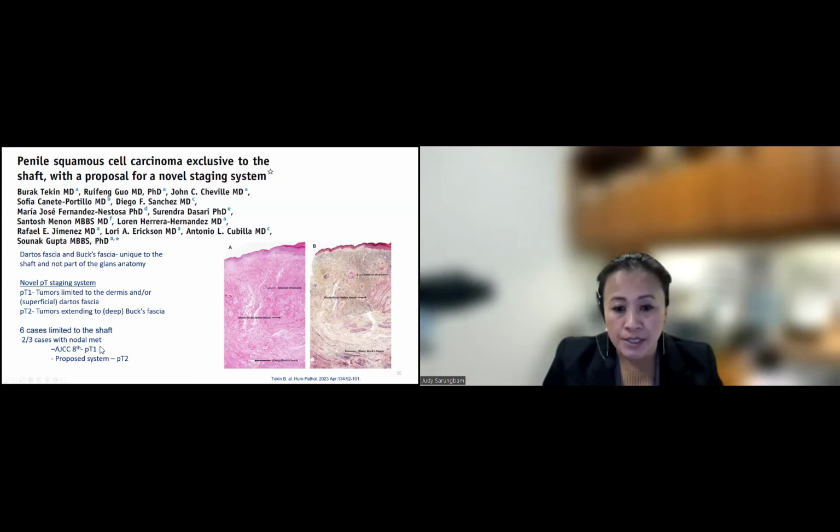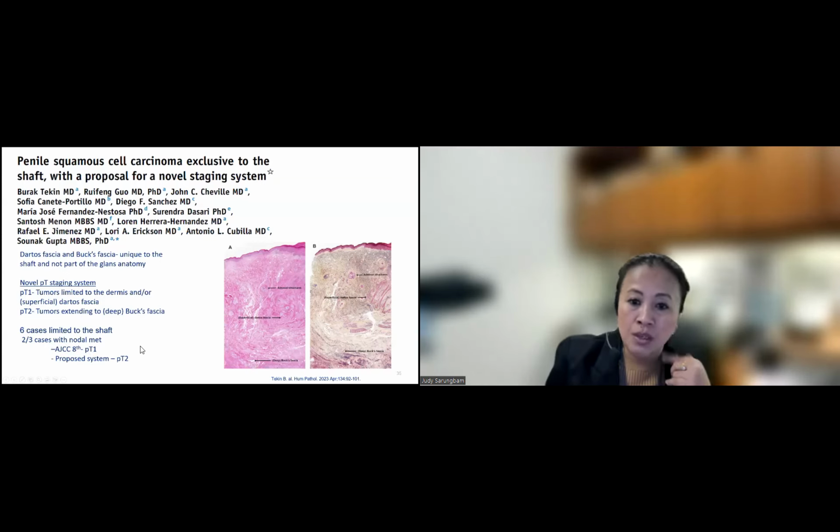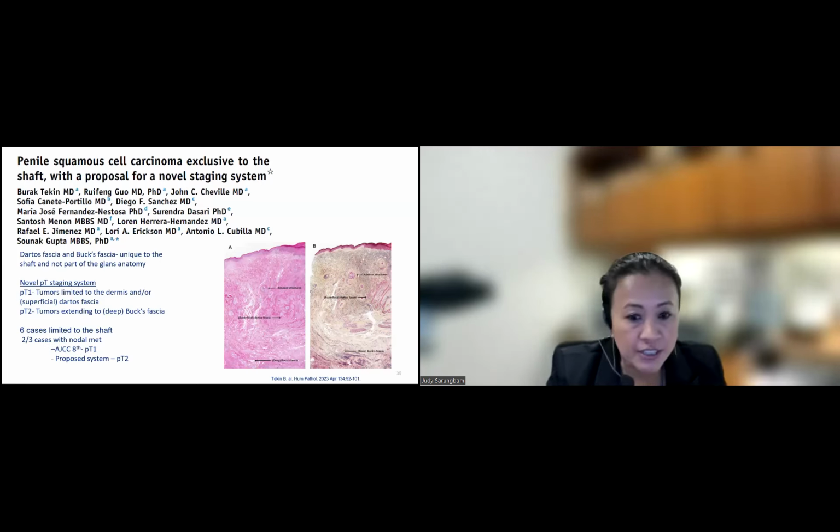In their study, in a small group of 6 patients with tumor limited to the shaft, 3 presented with nodal metastases. Of these 3 cases, 2 would have been pT1 according to the AJCC 8th edition, while according to the proposed system they would have been pT2. So this study needs to be validated in a bigger cohort. So these are the proposed staging systems.